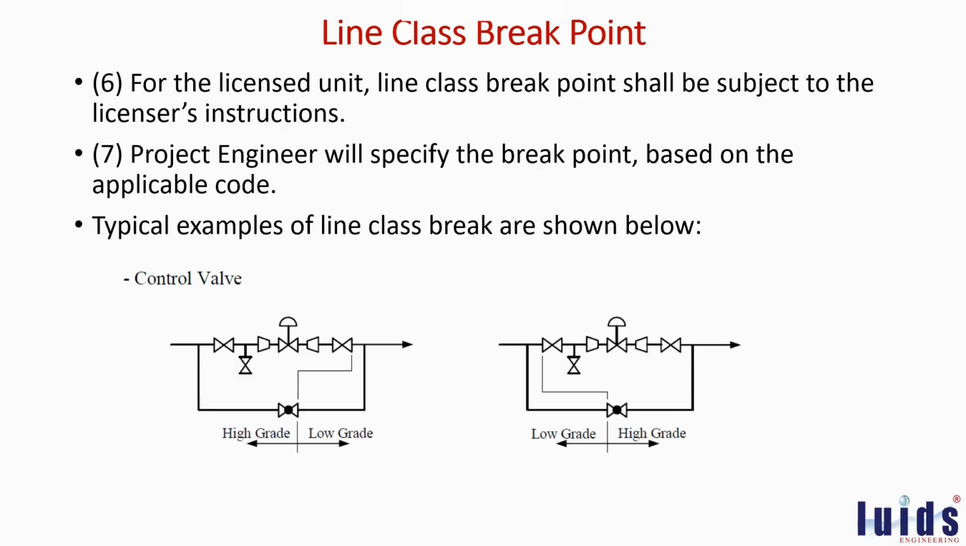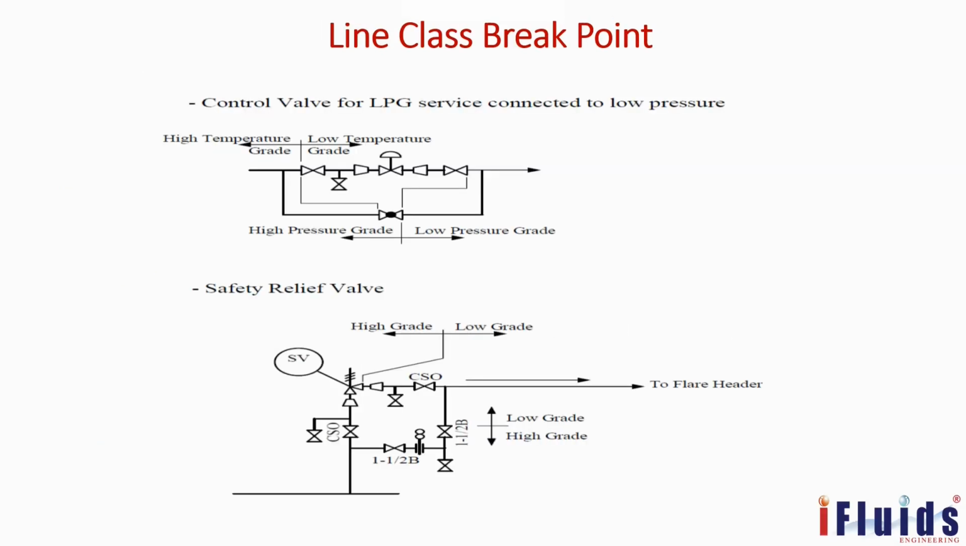There are some typical examples, like a control valve, where you can see high grade and low grade. You have to see one thing: all the valves, isolation valves and drain valves, are inside high grade. Only the downstream is low grade. So we have to be very specific, all the isolation valves should be in the high grade. Otherwise, if it is in the low grade, if high pressure comes, the valve seat may be damaged. That's what we have to keep in mind when we are doing the line class breakpoint.